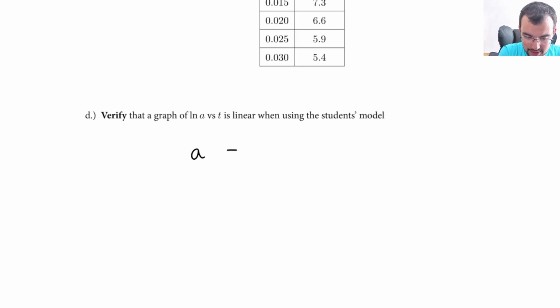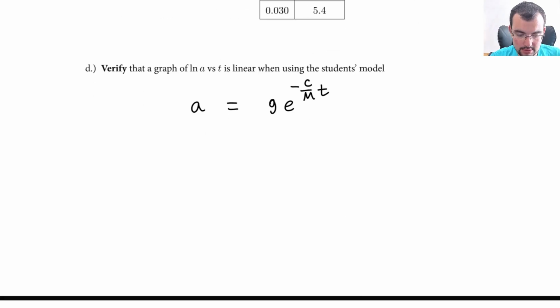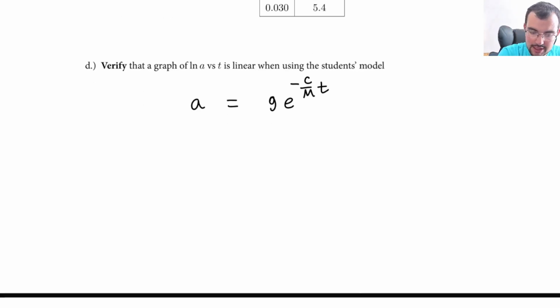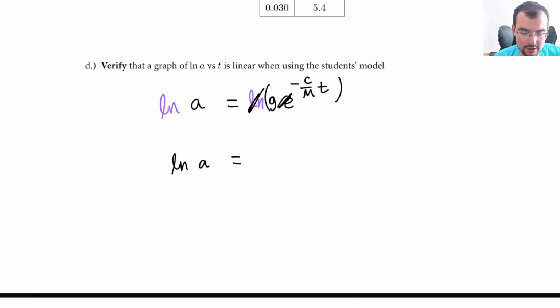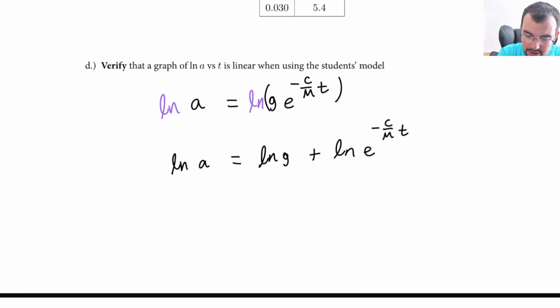Let's try it. a is equal to g e to the negative c over m t. So the issue here is the e, right? So we have to log both sides. That's a lot of letters. So ln of a would be equal to, I can't do anything right now, actually. I can't cancel these because ln and g don't touch. So I have to use the product property of logs, where I break this into ln of g and ln of e to the negative c over m t.